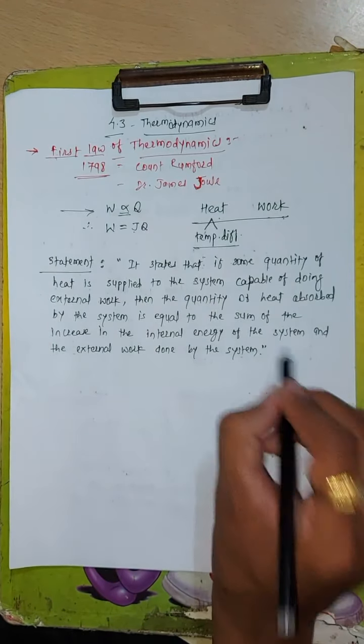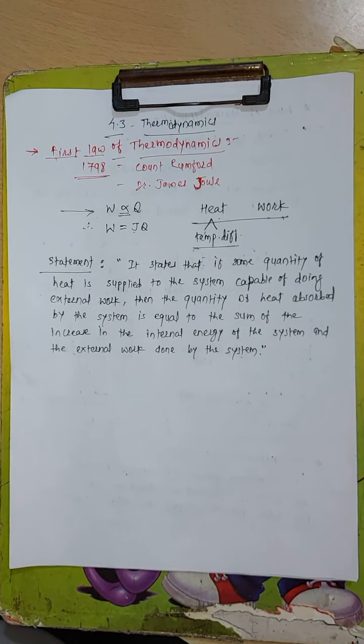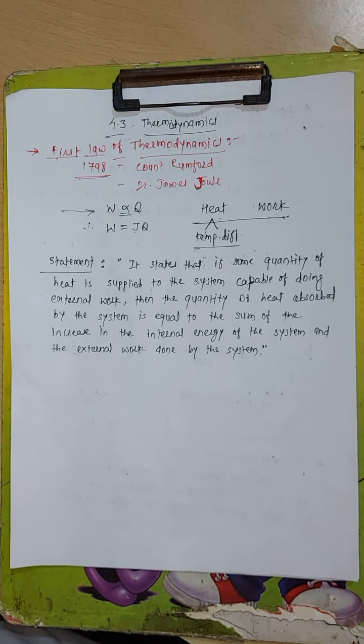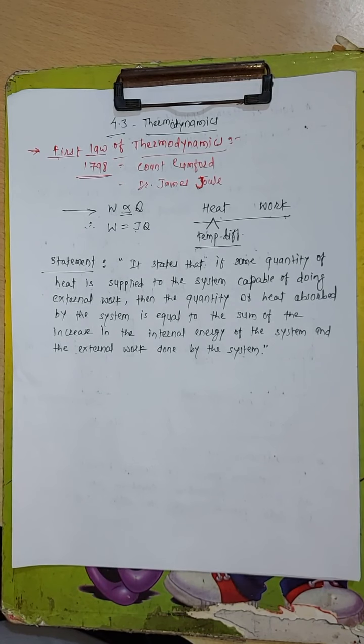So what is the statement of the first law of thermodynamics? If some quantity of heat is supplied to a system which is capable of doing external work, then the quantity of heat absorbed by the system is equal to the sum of the increase in internal energy of the system and the external work done by the system.